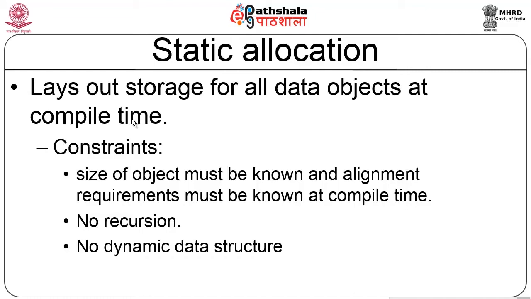If I say int A, and I do everything before compile time without realizing how much memory is actually required, this is referred to as static allocation. That is allocated just below the code itself. The constraints of this approach are that the size of the object and alignment requirements must be known at compile time itself, and so no recursion and no dynamic data structures are permitted here. So recursive calls, how do we handle them? That is not permitted. Dynamic data structures also are not permitted with static allocation.